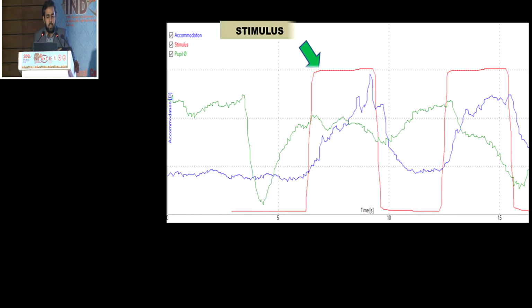If you look at this graph, which is the final output, you find the stimulus, which is a 3 diopter stimulus, and the blue line is the lens change, and the green curve is how much the pupil changes. So some patients may have a normal light reflex but an abnormal near reflex.